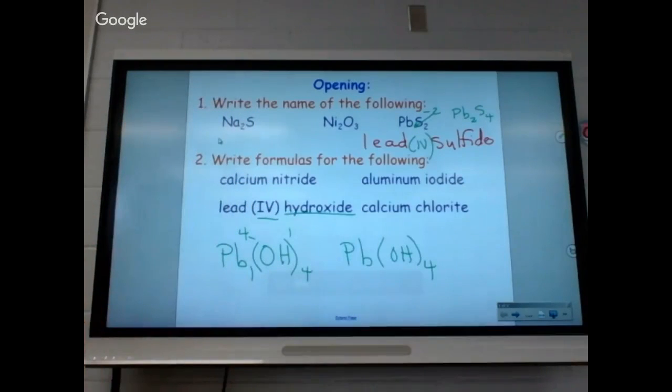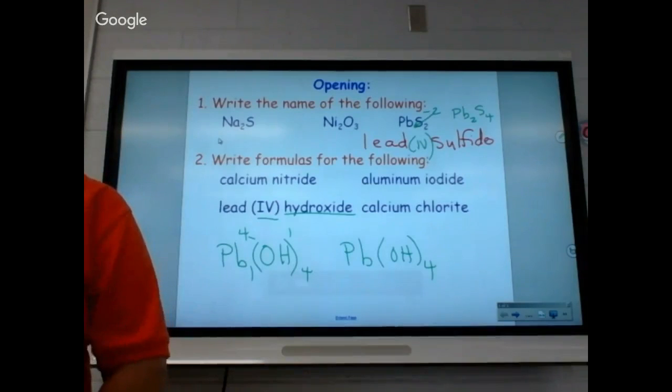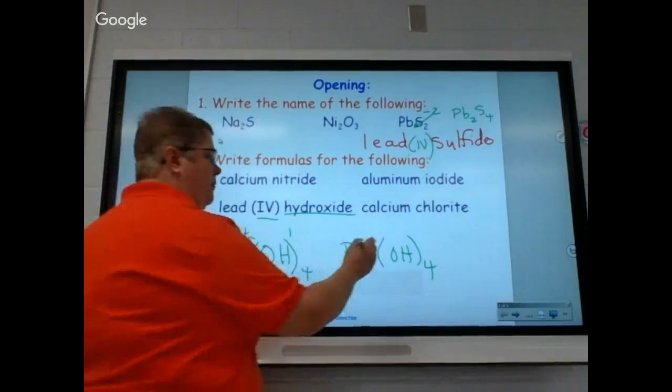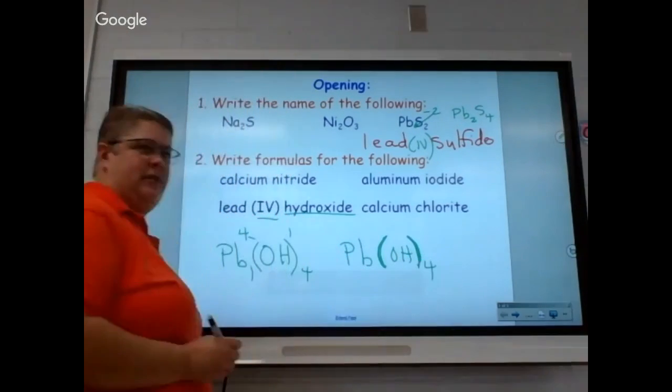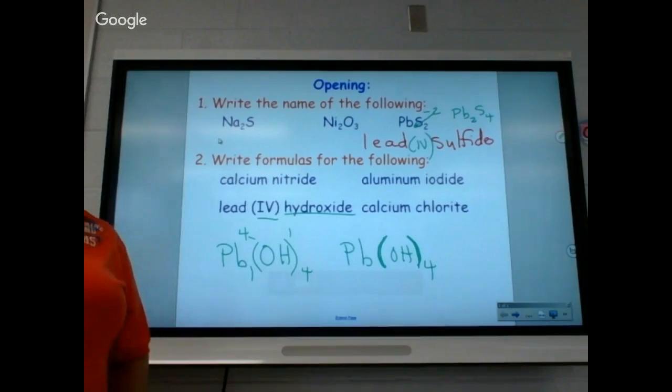Now, we have to write the parentheses, and a lot of people leave the parentheses off. The reason you have to write the parentheses is, what number is outside the parentheses? A 4. I told you yesterday you can leave the parentheses off if the number is a what? A 1. Okay? Does that make sense?